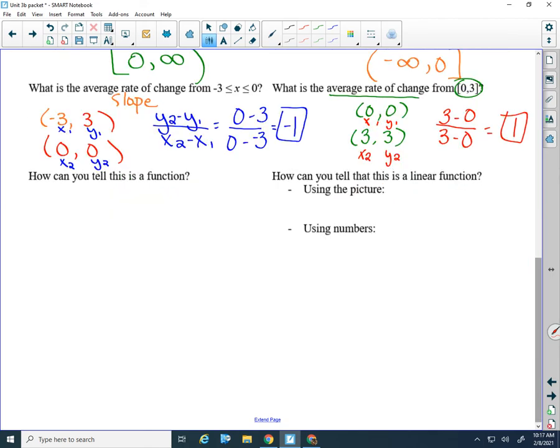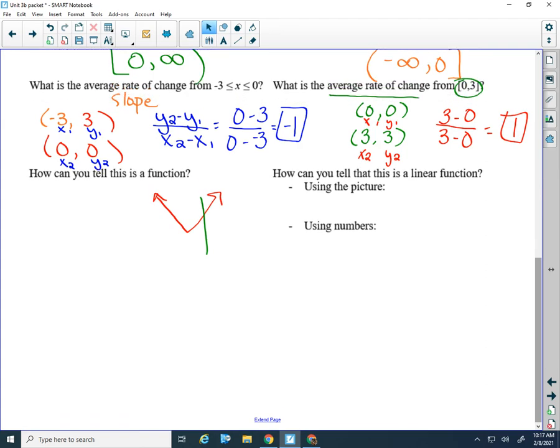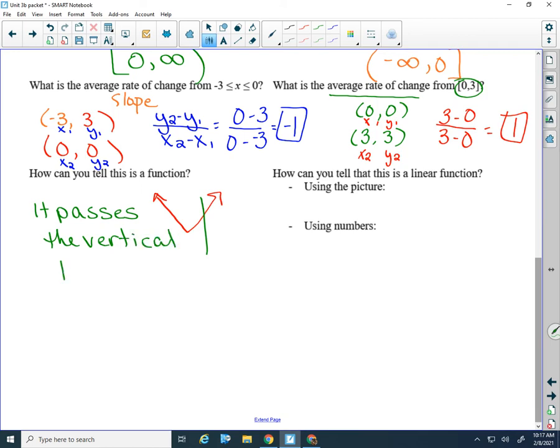Last section here, I'm just going to draw the picture again so it looks like that. How can you tell it's a function? Quickest way, passes the vertical line test. Remember, wherever that vertical line goes, the graph only crosses it one time. So I'm just going to say it passes the vertical line test. And I have a typo for the last one. How can you tell this is, it shouldn't be linear, I did copy and paste, absolute value function. So using the picture, it's a V shape.